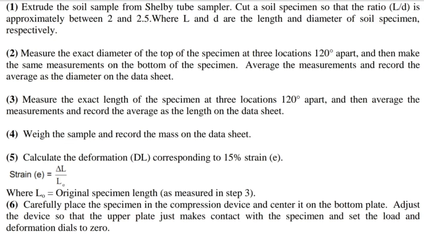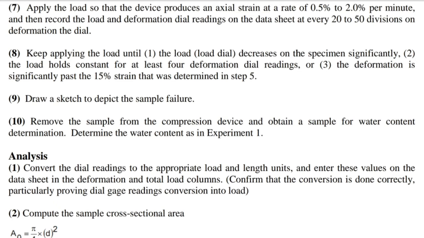and set the load and deformation dials to 0. 7. Apply the load so that the device produces an axial strain at a rate of 0.5% to 2% per minute, and then record the load and deformation dial readings on the data sheet at every 20 to 50 divisions on the deformation dial.